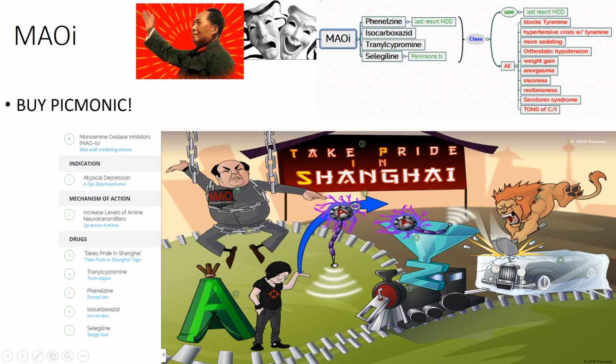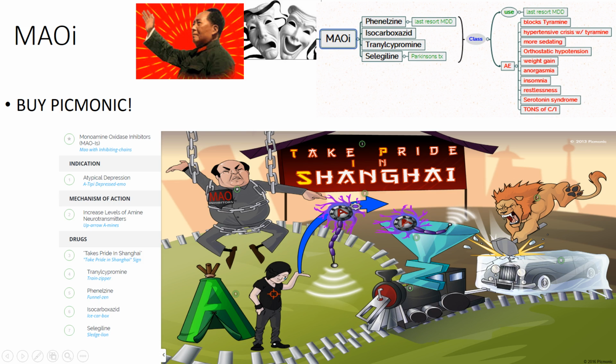This one's pretty handy, and this is actually where I got the idea of Mao Zedong, because that's what they use. So this is the guy we're talking about. You don't take these drugs with SSRIs or SNRIs, because the person will get serotonin syndrome and die. The way they remember this was take pride in Shanghai, or you could just think taking monoamine oxidase inhibitors is the PITS. There are 4 drugs to be aware of here: phenelzine, isocarboxazid, tranylcypromine, and selegiline.